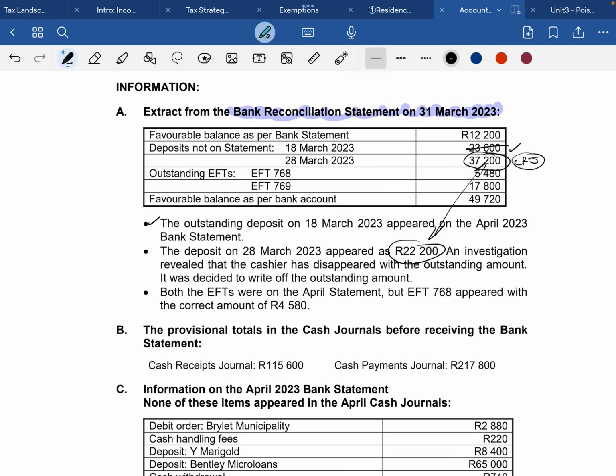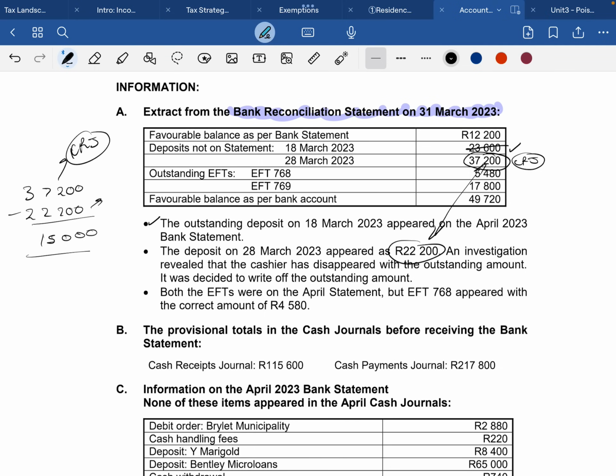And let's just see quickly what the difference is. 37,200 minus 22,200, that gives us 5 there. So that's 1. That's 15,000 difference, right? So the cashier disappeared with an amount of 15,000, right? So initially we recorded this in our CRJ, and the bank also said, now you have 22,200 in your bank. So the 15,000 that has been lost, we need to reverse it.